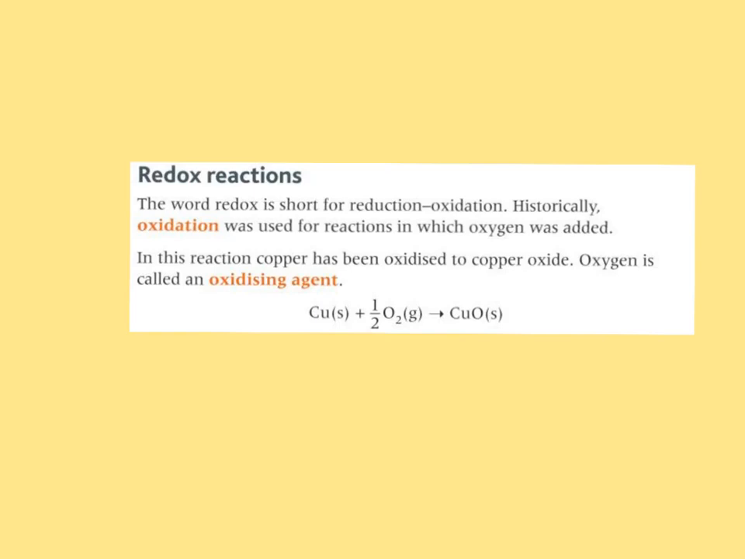So any reaction in which oxygen is added is historically known as oxidation. So this is where reactions are gaining oxygen. So in this equation here, you can see that copper is gaining oxygen to form copper oxide. The copper is being oxidized because it's gaining oxygen.